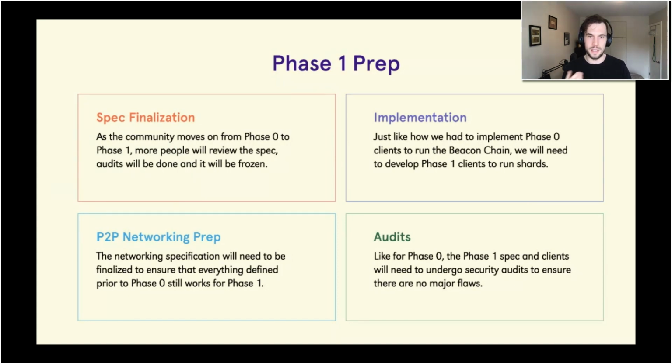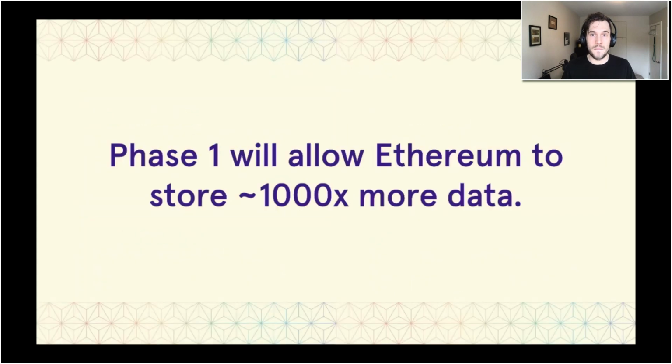And as we obviously go live, we're going to find a lot of edge cases and nitpicks that we'll need to adjust in it. And just like phase 0, we'll want to audit all of this. So both the spec and the clients will need to undergo audits to make sure that we don't have any issues. And again, as it was noted in previous talks today, phase 1 will allow Ethereum to store about 1,000 times more data than it currently does. So these 64 shards that will be deployed will allow applications like optimistic rollups to commit data to those shards and to access it on the network directly.